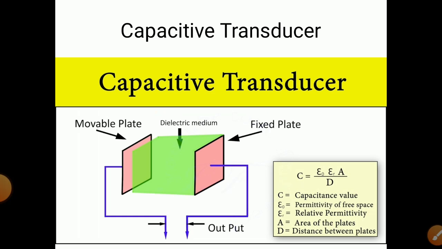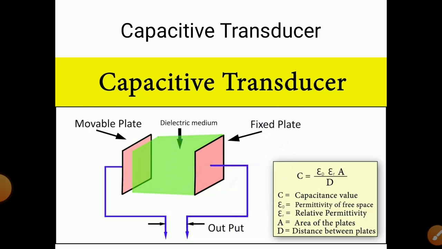Now this is the capacitive transducer. Okay, so the first question is, what is a capacitive transducer? Do you know what a capacitor is? A capacitor is made up of two plates, and the plates have charges upon them, positive and negative, and in between those plates a dielectric medium is present. So this is the construction of a capacitor. Now in this case also you see two plates are shown, one is a movable plate and one is a fixed plate, and in between them the green colored portion shows the dielectric medium.